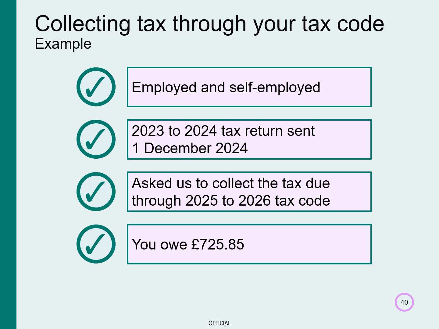You're employed and also self-employed. You submit your 2023 to 2024 tax return 1st of December 2024. You've ticked the box to say you want us to try to collect the tax due through your PAYE tax code in 2025 to 2026. Your total tax bill is £725.85. So, do you meet the criteria for the underpayment to be collected through your tax code?